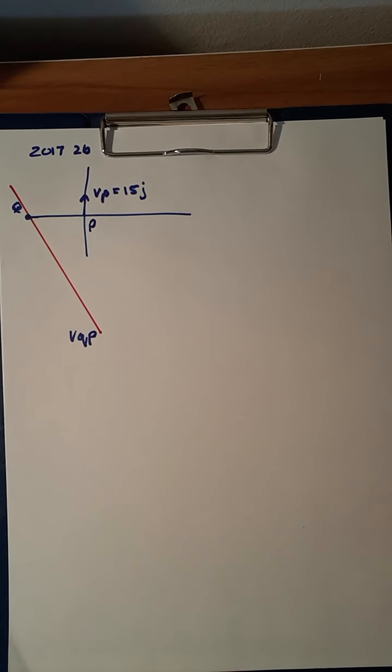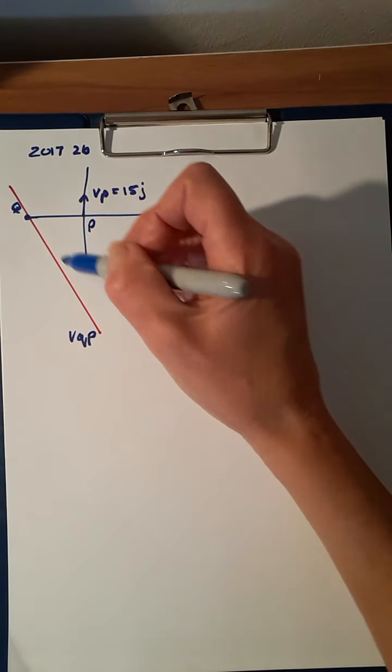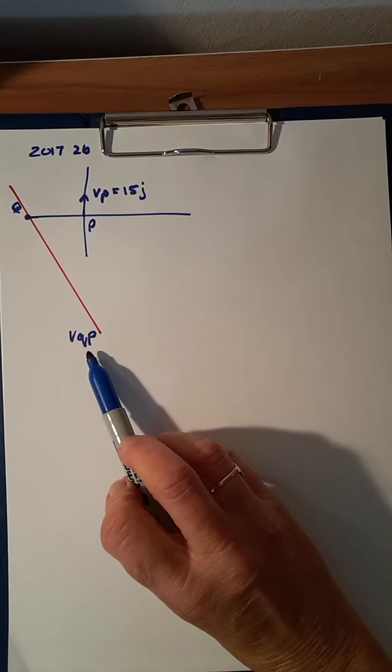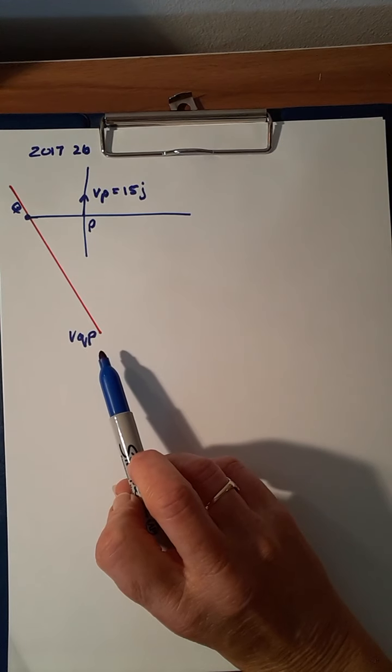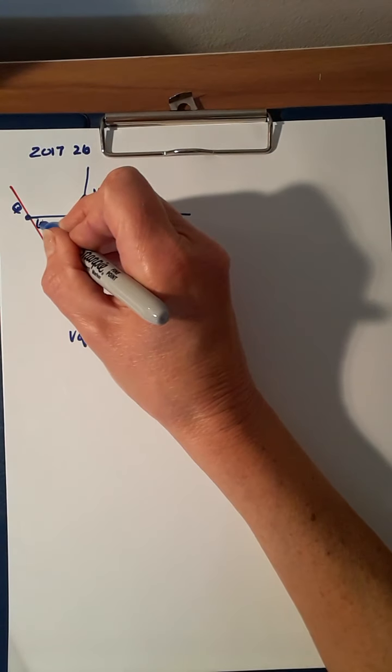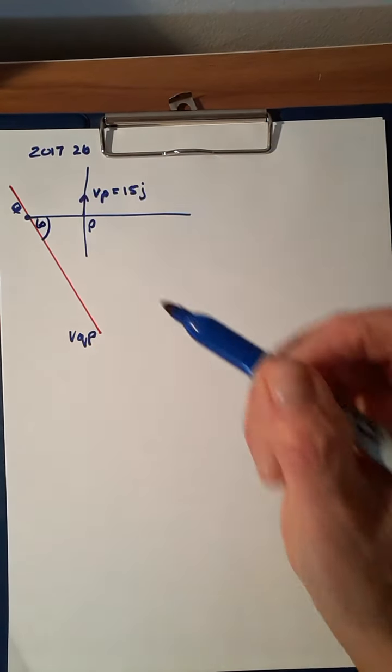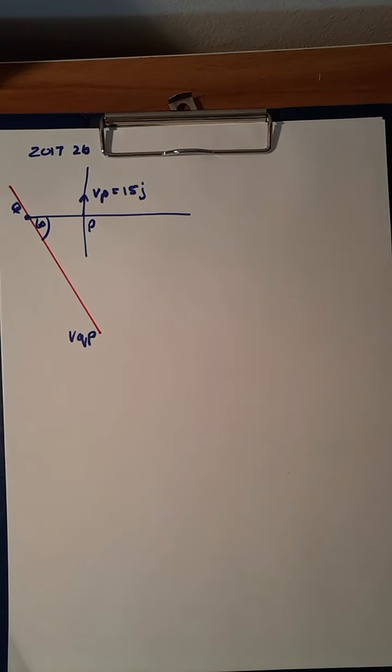And it says, Q appears to be moving relative to P in the direction east 60 degrees south at 15 root 3 kilometers per hour. So this red line represents the relative velocity. So Q appears to be moving, that's going to be the 60 degrees, and of course the speed of it is 15 root 3. So find the velocity of Q.